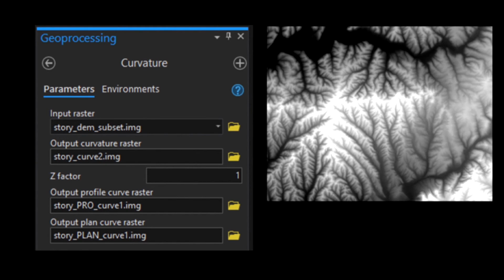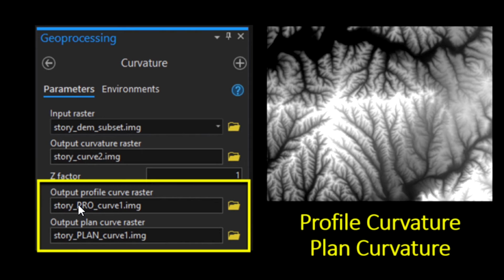And once again, we'll be using our DEM from Story County, Indiana. We have our input raster being that DEM, and our output curvature raster. We'll have a combination of these two here at the bottom. And these two at the bottom are important because it's what I'm going to talk about next: profile curvature and plan curvature, or planform curvature.